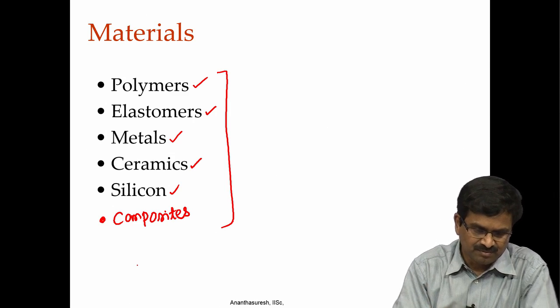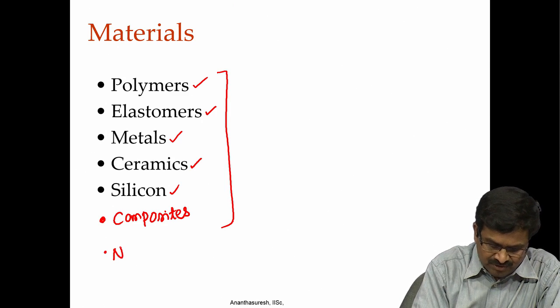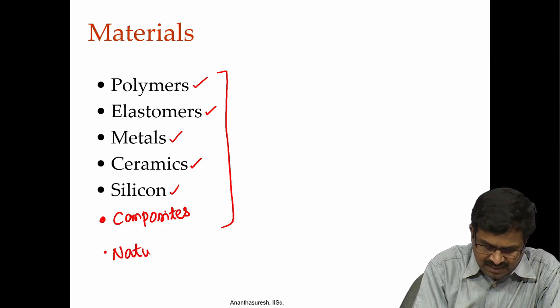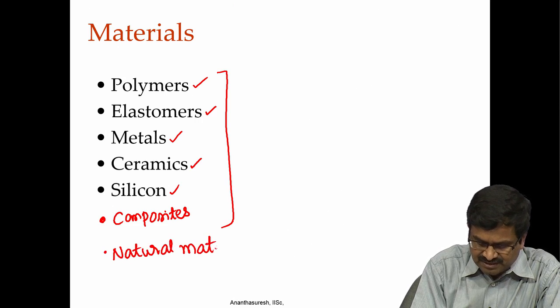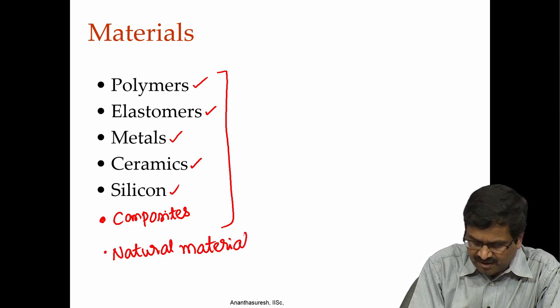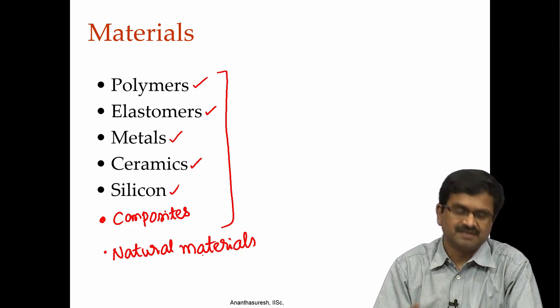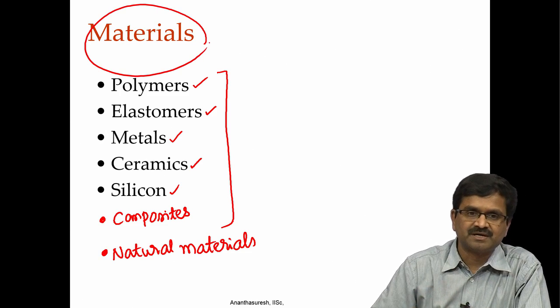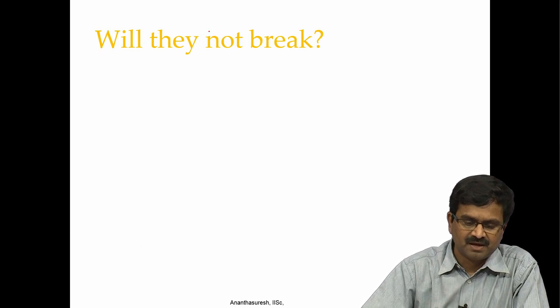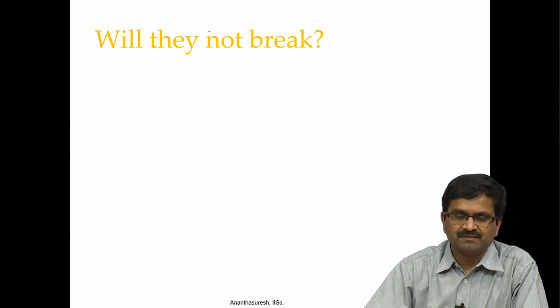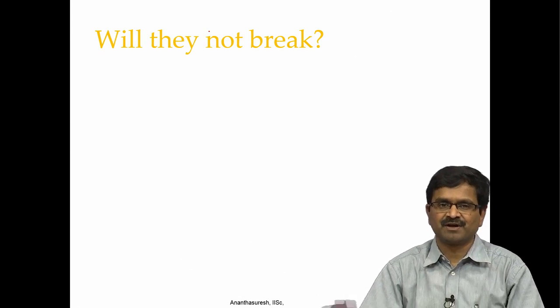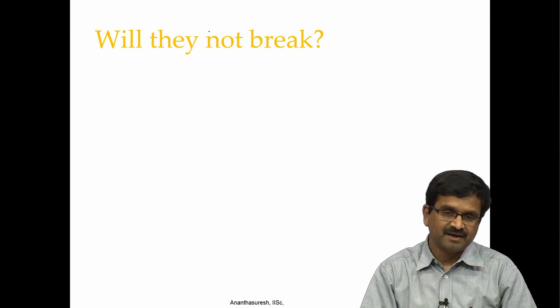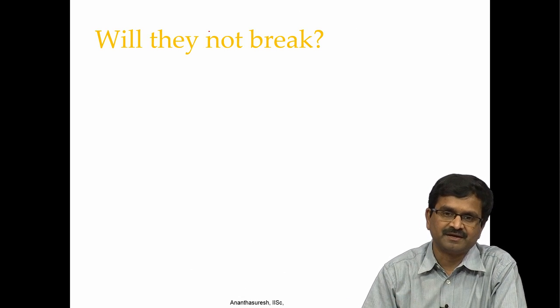So, natural materials can also be used, but today we do not use as much because of lack of consistency in the material, but this is not excluded. Basically you can say that just about any material can be used to make compliant mechanisms. And one concern that anybody would have while choosing a material for a compliant mechanism is: if I make this material, will it not break?